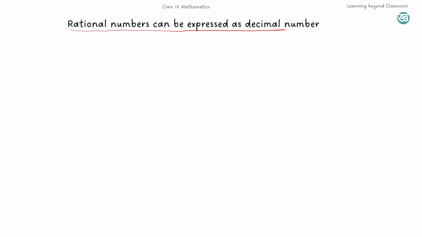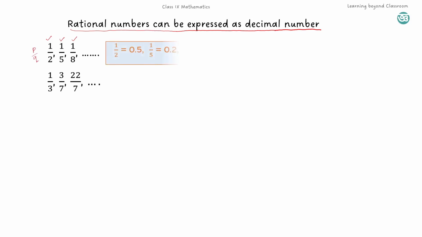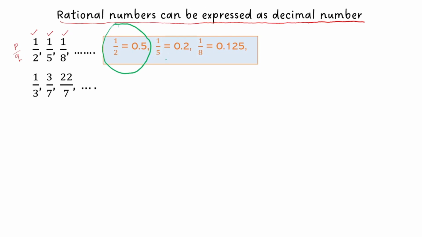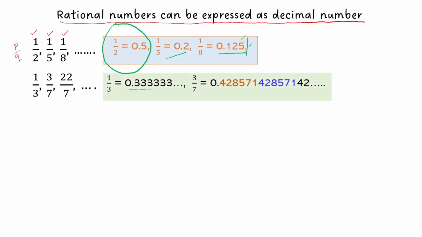Rational numbers can be expressed as decimal numbers also. Let us take some examples. 1 by 2, 1 by 5, 1 upon 8, all these are fractions, in the form of P upon Q, so they are rational. They can also be expressed in decimal form. See, 1 upon 2 is equal to 0.5, 1 upon 5 is equal to 0.2, and 1 upon 8 is equal to 0.125.